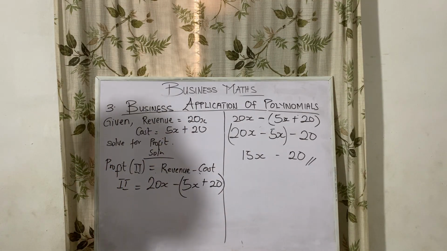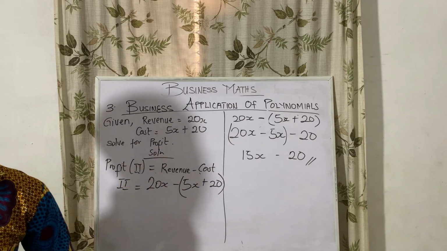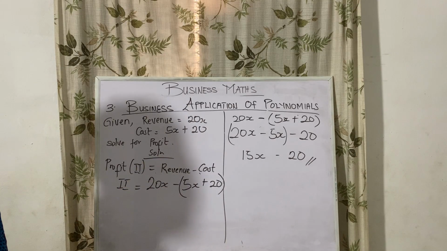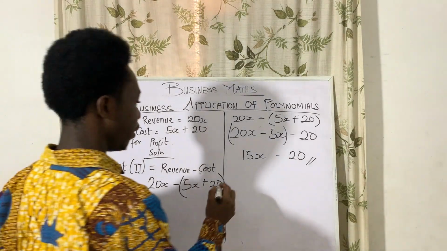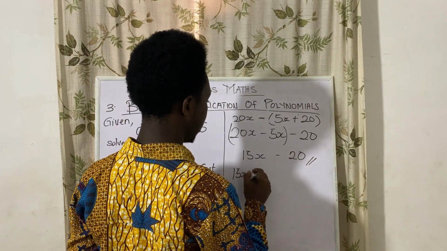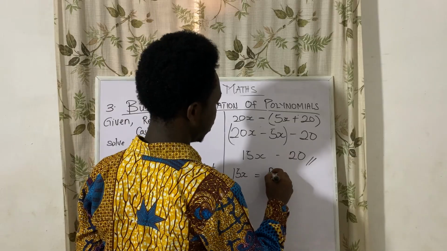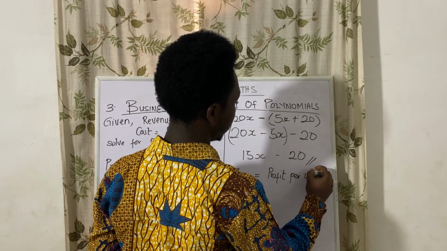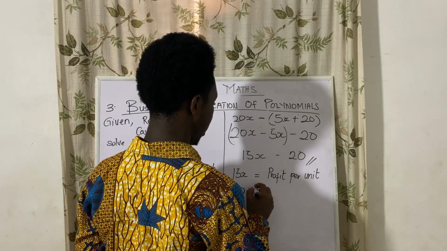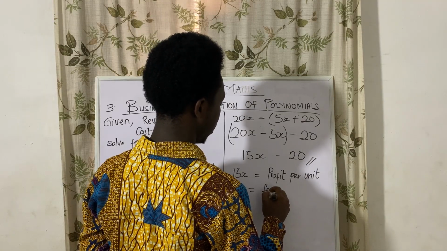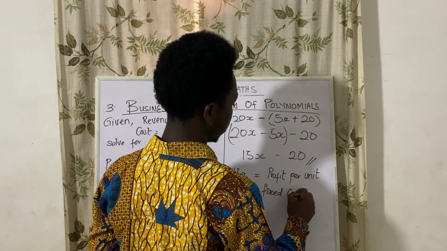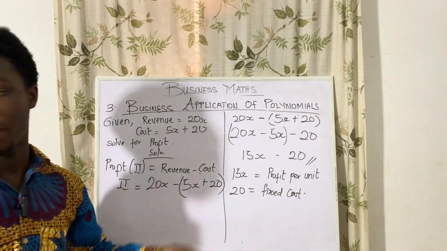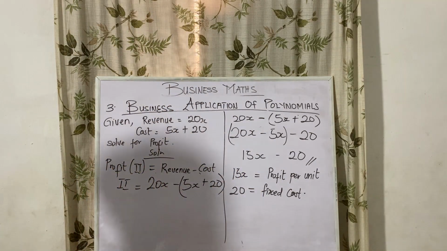So over here, the 15x becomes the profit per unit, and also the 20 becomes our fixed cost. Please, I hope you get it. So this is our final answer.